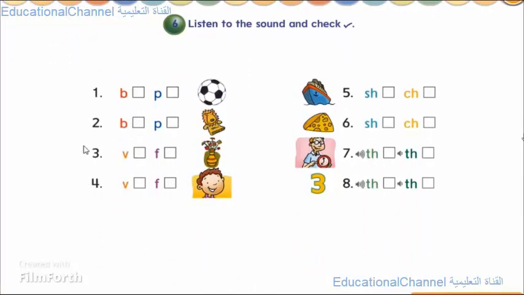Number one. B, b, ball. Number two. P, p, puppet. Number three. V, v, vase. Number four. F, f, face. Number five. Sh, sh, ship. Number six. Ch, ch, cheese. Number seven. Th, th, this. Number eight. Th, th, three.